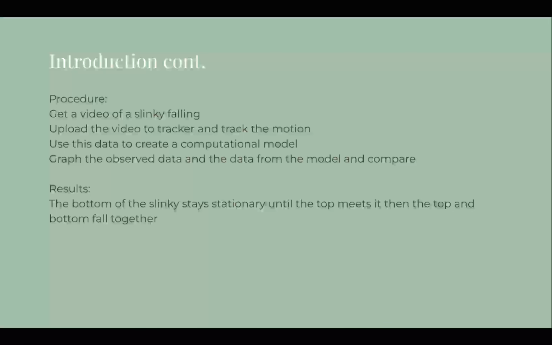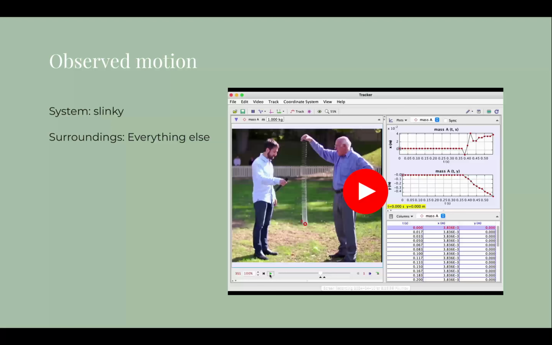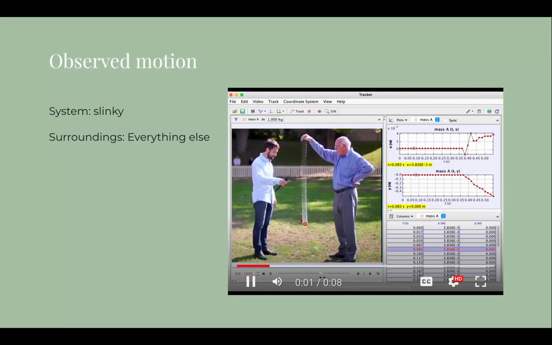And then the results show that the bottom of the slinky stays stationary until the top meets it, and the top and the bottom of the slinky fall together. And so the observed motion: our system was the slinky and our surroundings were everything else. So this is the video used.